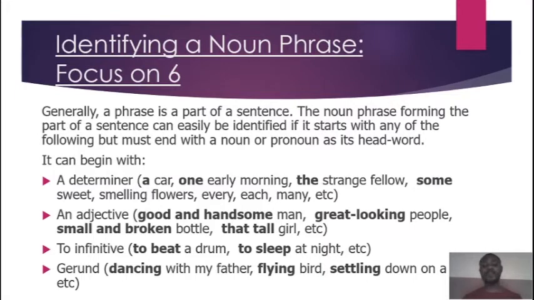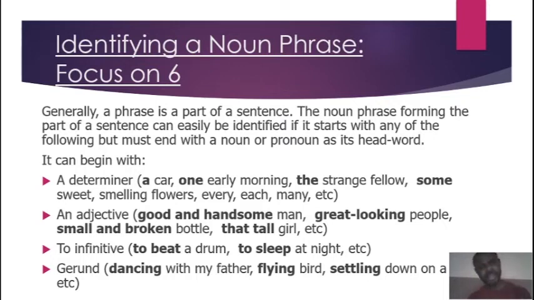Look at these examples. Dancing with my father. Dancing with my father is what I like doing. So dancing with my father is a noun phrase. A flying bird. I love flying birds. Flying there is a gerund. When added to the word bird, it forms a noun phrase. Settling down on the sofa is what I don't enjoy doing. Settling down on the sofa is a noun phrase because you need to add it to a part of a clause to make it meaningful. All right? So these are some of the ways you can identify a noun phrase.